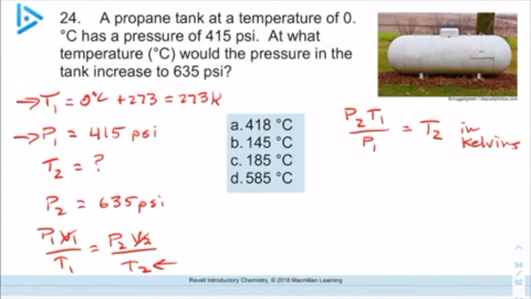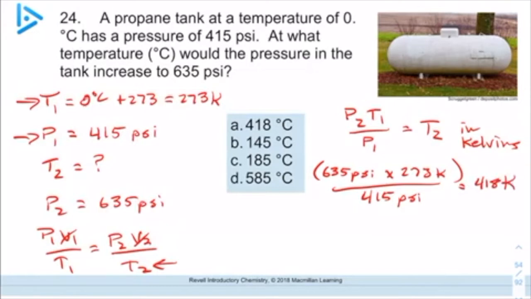And the question wants the temperature in Celsius. Now that we have our equation rearranged, we're just going to plug in our numbers. We'll have 635 psi times 273 Kelvin over 415 psi, and we'll find that that equals 418 Kelvin. The question wants things in Celsius, so we say 418 Kelvin minus 273 gets us to 145 degrees Celsius.